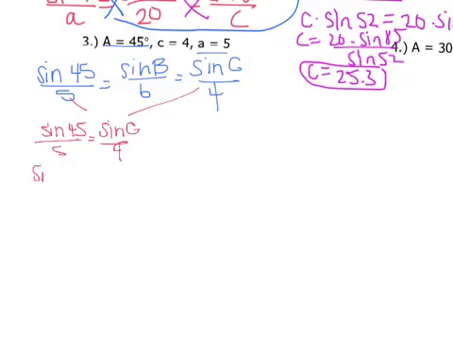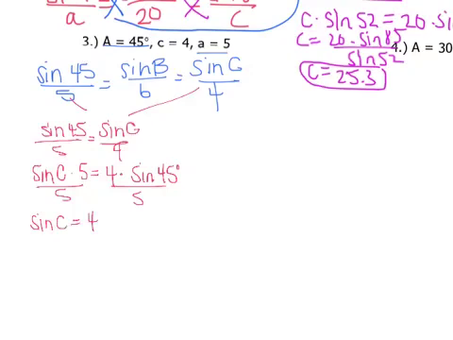So we'll have sine of angle C times 5 is equal to 4 times the sine of 45 degrees. Still solving for C, so I'll divide both sides by 5. Sine of angle C is equal to 4 times the sine of 45 degrees over 5. How do we solve for that variable? Take the inverse sine, exactly.